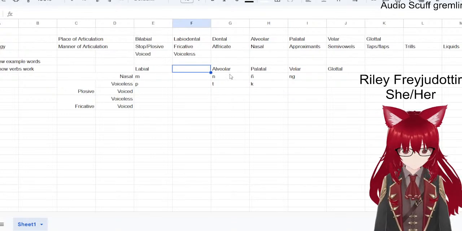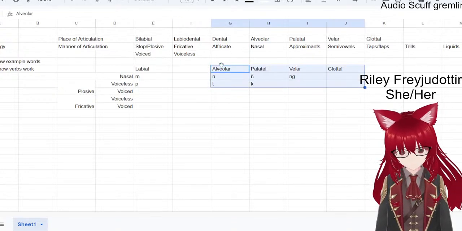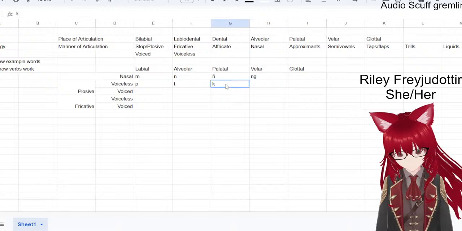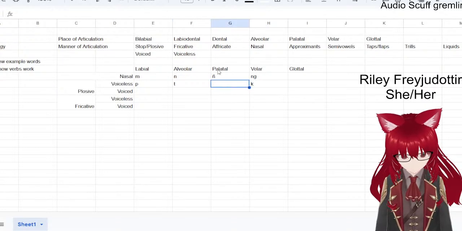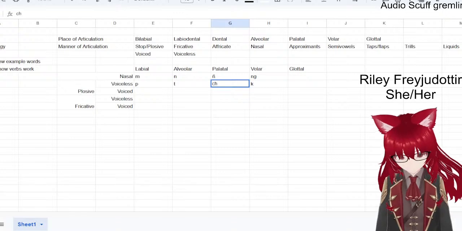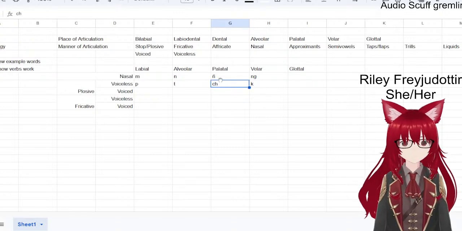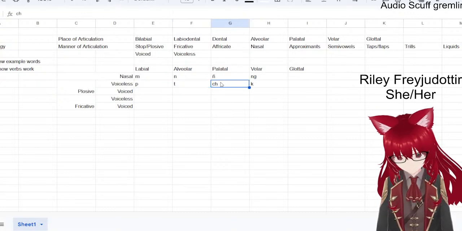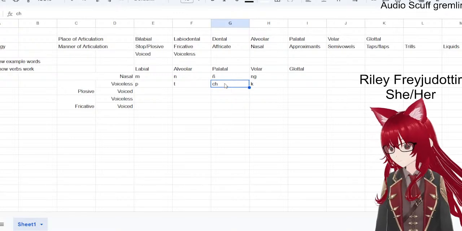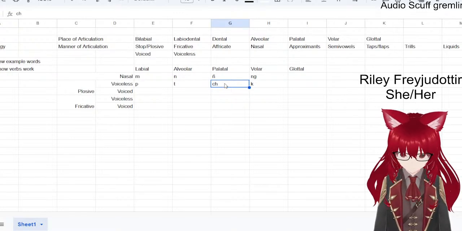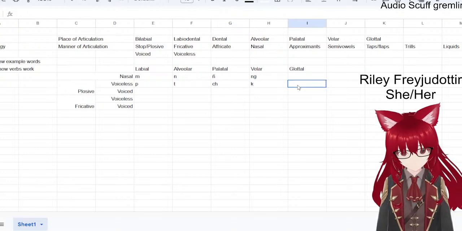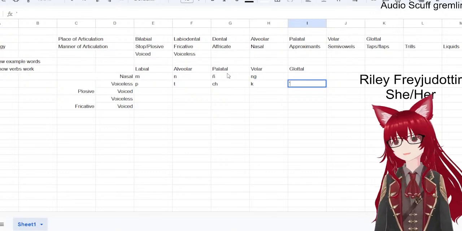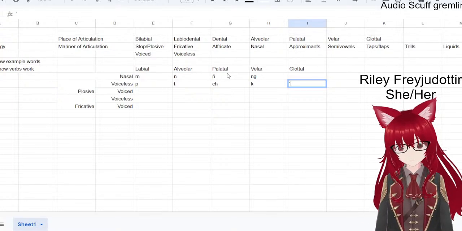So I'm actually going to get rid of the dental section. This is going to be where our affricates go, because in a lot of languages, T or K get palatalized, they turn into a ch sound. And the glottal stop, we're going to write with an apostrophe, like it's written in Hawaiian and some other languages.